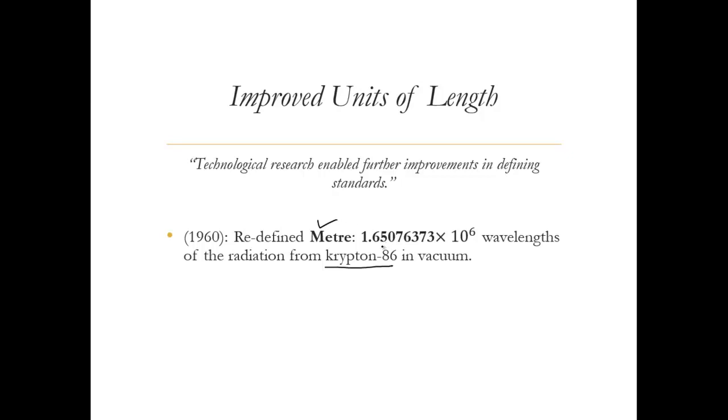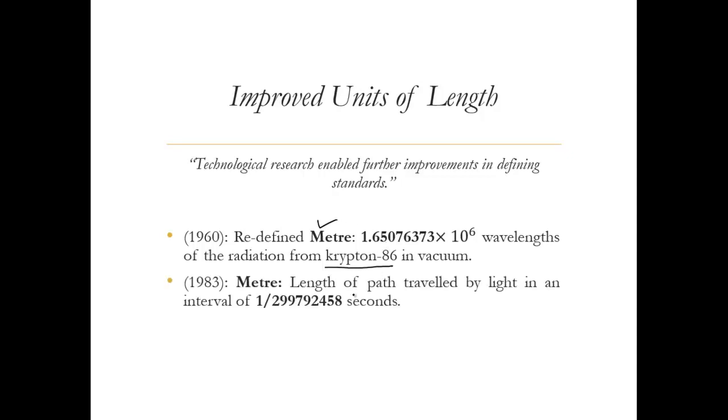But obviously, as things improved, in 1983 the meter was again redefined as the length of path traveled by light in an interval of 1 by 299,792,458 seconds, which is almost the speed of light that we have seen. So we could measure the speed of light, and accordingly we could define the meter as this. This is the meter definition that still holds.